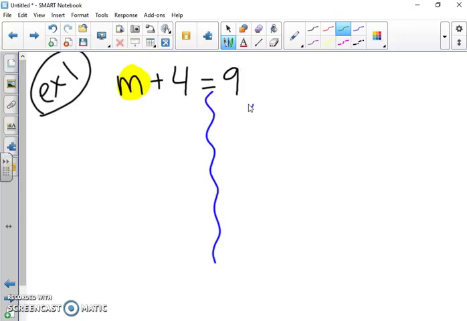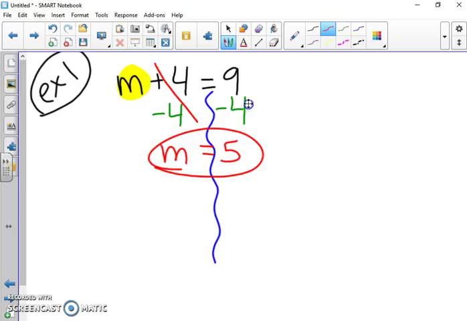So you cover up the m, you're left with a plus 4. The opposite of adding 4 is subtracting 4. So I have to subtract 4 on both sides. Those cancel out. I drop down my m, and then 9 minus 4 is 5. That is my solution. My solution is not 5. My solution is m equals 5.